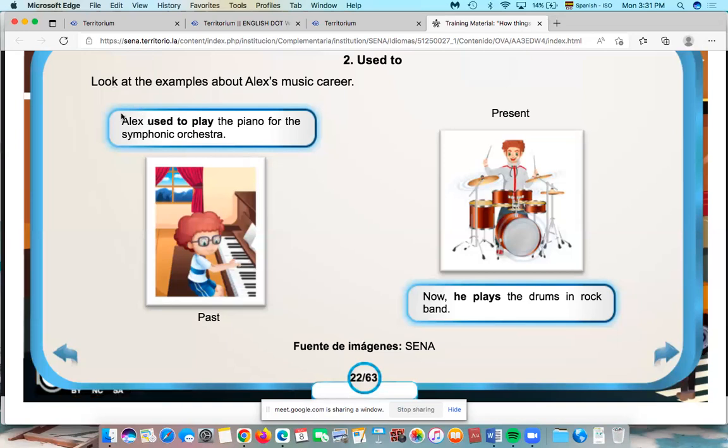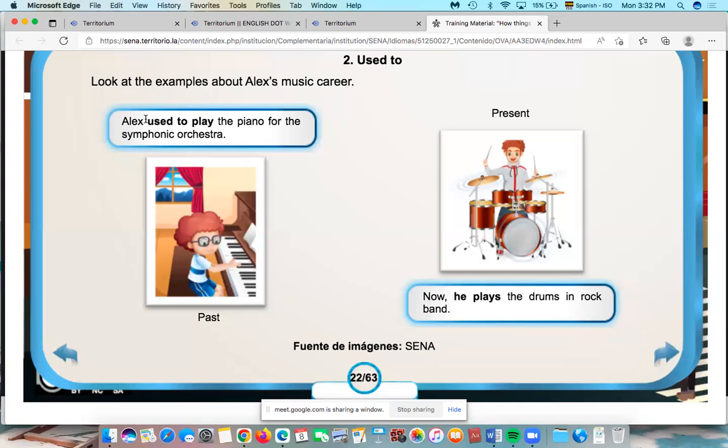Como aquí, Alex used to play the piano for the symphonic orchestra. Now he plays the drums in a rock band, right? So now he doesn't play for a symphonic orchestra. Now he plays rock, yes? Pero la expresión es used to, y ese used to significa solía hacer tal cosa. Aquí es el used to y una acción, ¿no? Solía saltar, solía caminar, solía correr, solía cantar, ¿no?